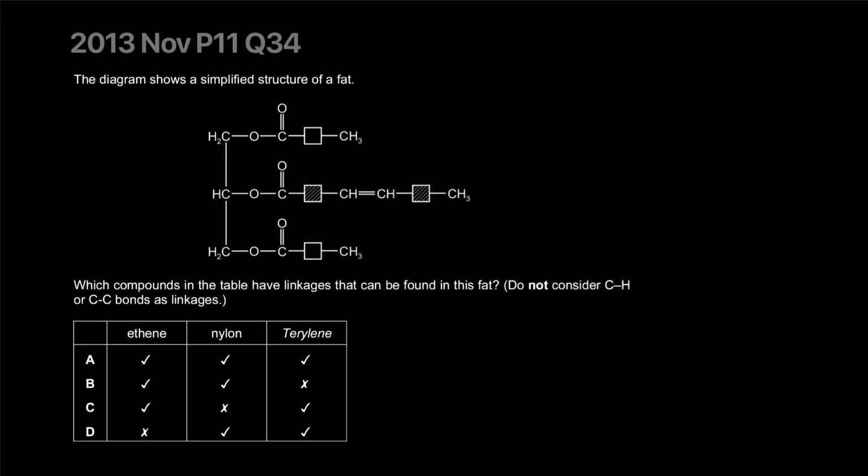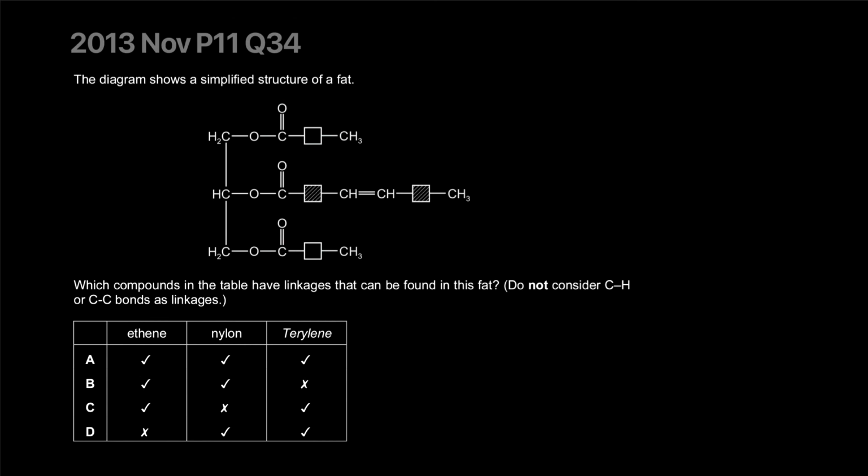Let's move on. Let's read the question first. There's a structure of fat over here, right? And which compounds in the table have linkages that can be found in this fat? So you have ethene linkage, nylon linkage, and terylene. And the obvious distractor here is ethene. Is this a linkage? You never argue it as a linkage, and the question is taking it as a linkage. I mean, a linkage is just a bond, right? So I can see why people got this wrong. Like, it's a stupid question.